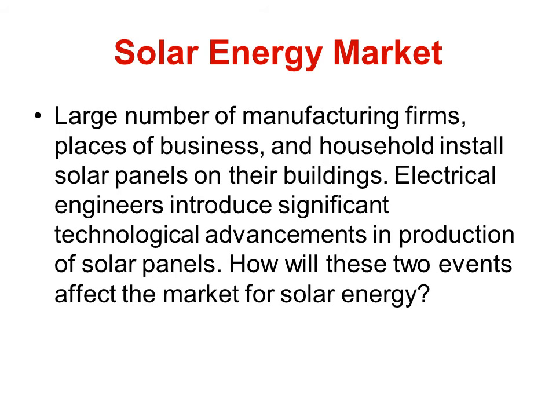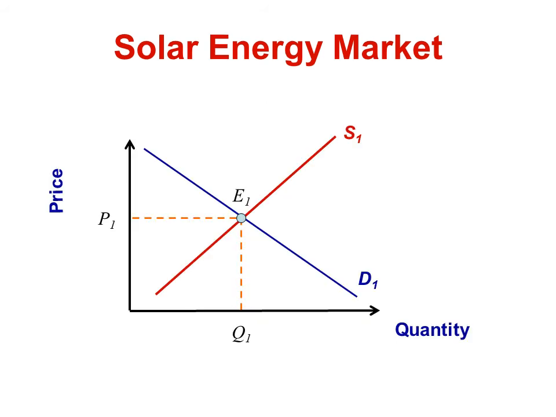So the market here is for solar energy. Some students mistakenly identify it as solar panels. How will these affect the market for solar energy? Let's assume this is the equilibrium for solar energy prior to the two events. Price 1, quantity 1 at equilibrium 1. We've identified the market, we have our downward sloping demand curve, our upward sloping supply curve, and we have identified equilibrium prior to the events.